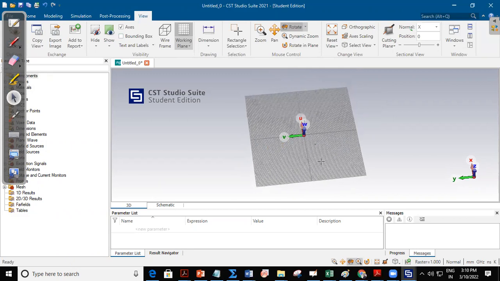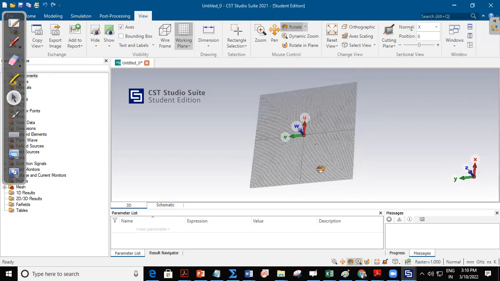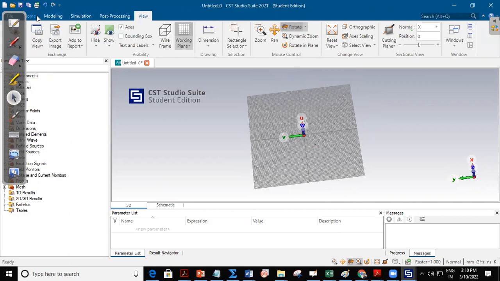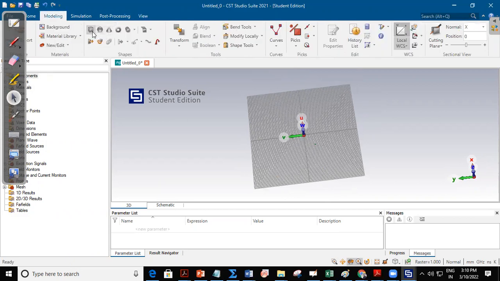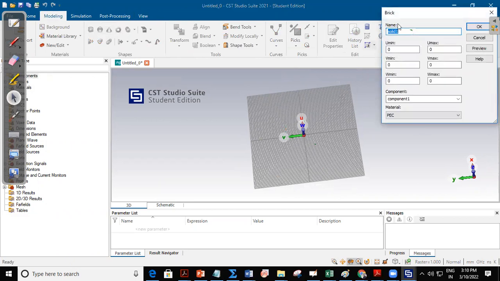With this plane, now we are going to design the first structure. Our plane is in front of our eyes. Now go to Modeling, take a brick, press escape, like we used to do for the cylinder. Here we have to select the brick, and we are designing the substrate first.